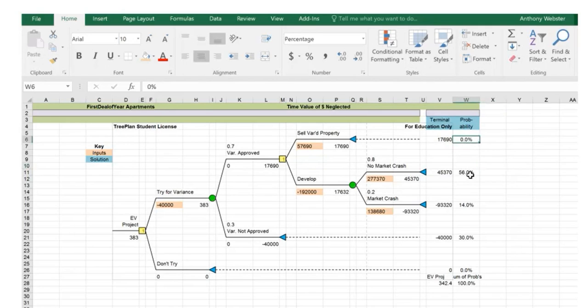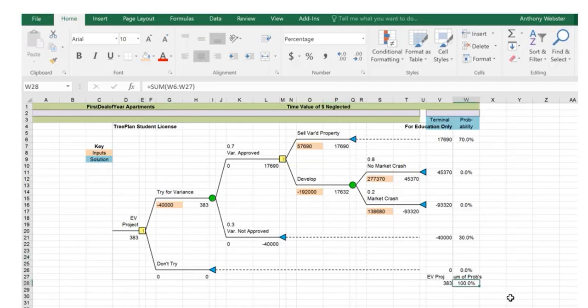And so what does that mean? Well, I've got to go through and redo all my probabilities now. Okay, so now what's my probability of getting to the sell the variance property after we've tried for a variance and it's been approved? That's going to be equal to what? Just my 70% probability of approval. I'm going to make this one develop with no market crash 0 because we're choosing not to go the develop route. We're selling the variance property. So similarly, develop with market crash, I'm going to make the probability equal to 0. And I still have a 30% probability from over here of not getting the project approved.